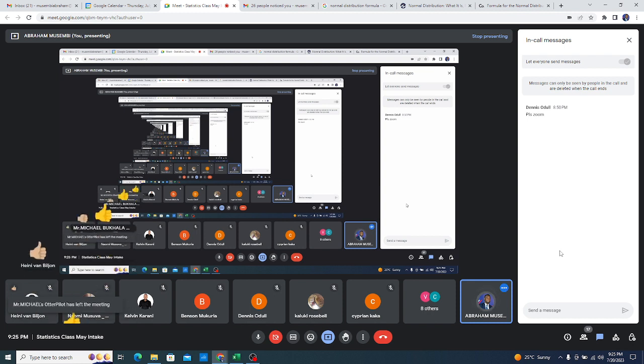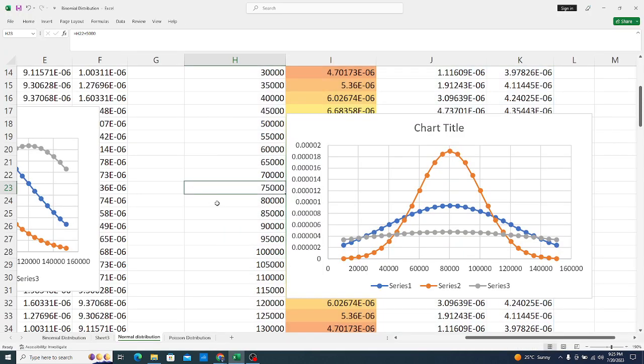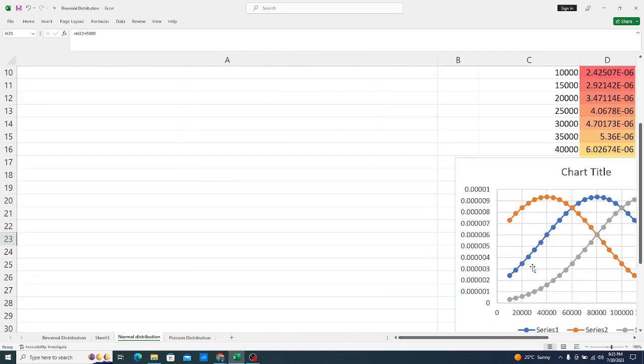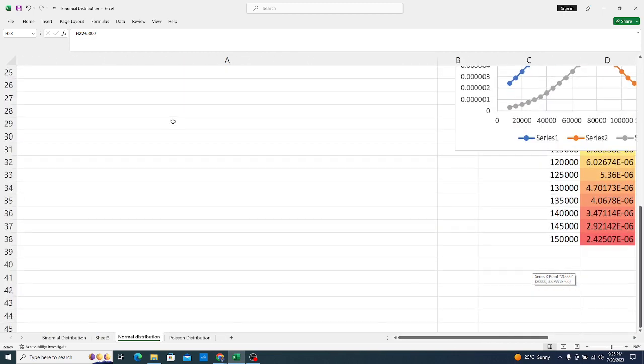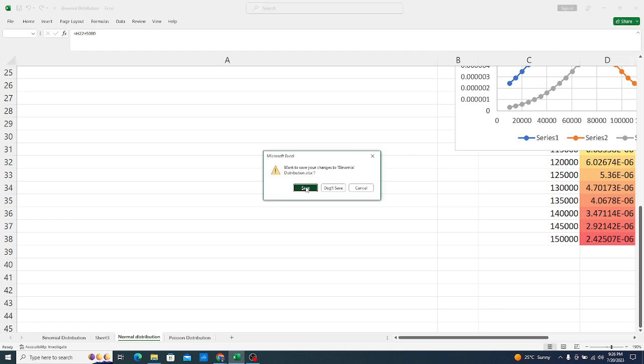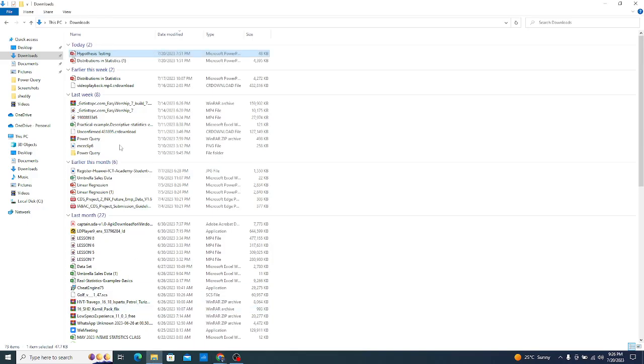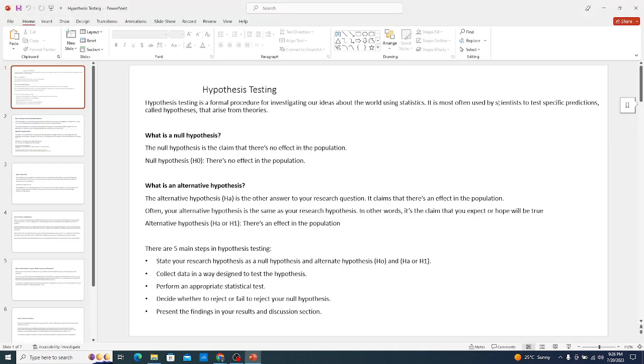If we are good, we can now jump to and start our last topic, which is hypothesis testing. I will share this with you before the class ends, so I'm going to save it so that I can share it with you. So let me open the hypothesis testing notes.